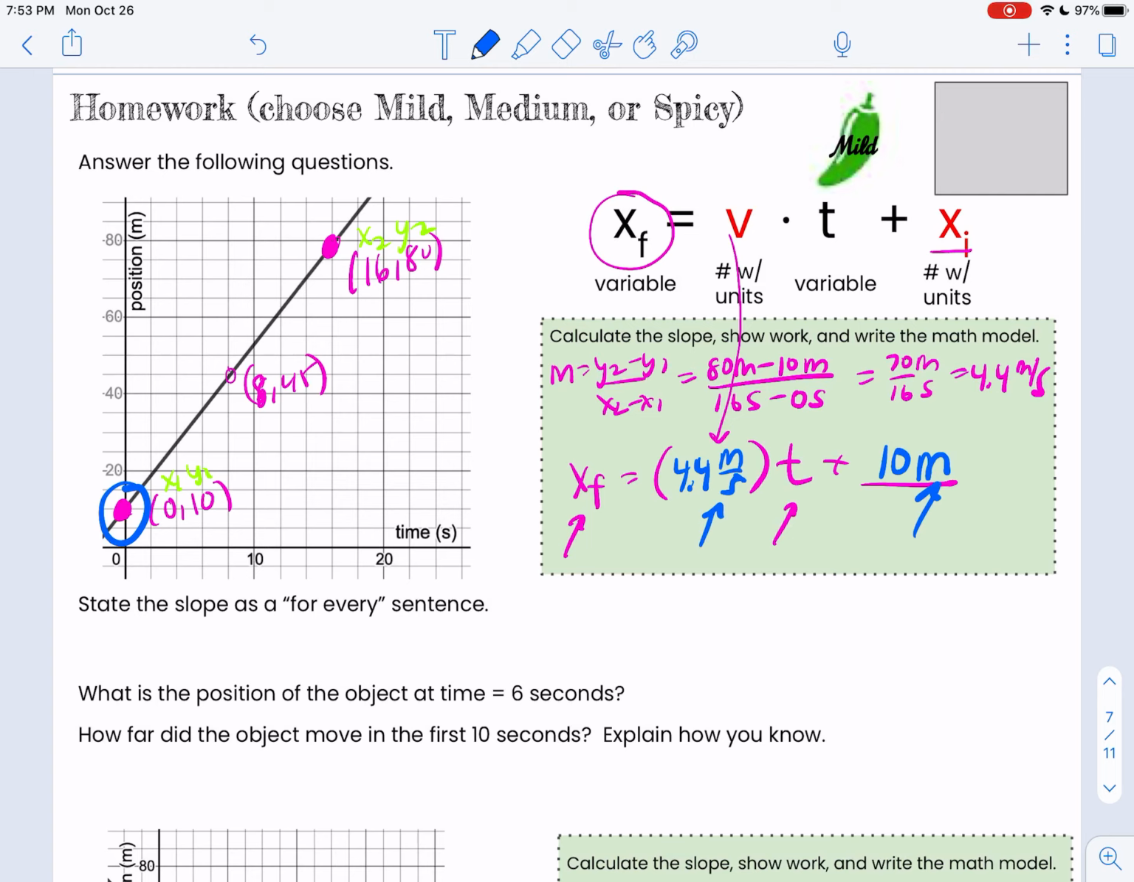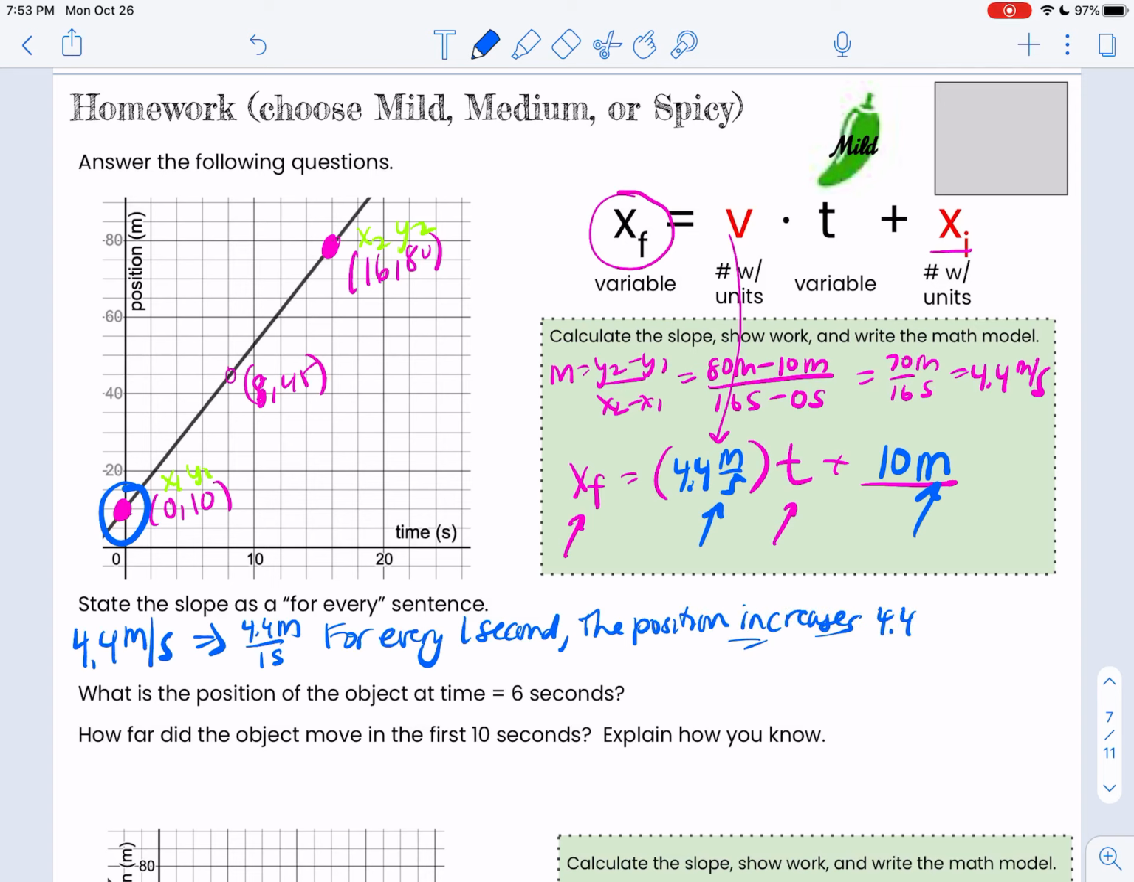All right, so state the slope as a "for every" sentence. So if I have this as my speed or my velocity, that is the same as 4.4 meters in 1 second. So I would say for every 1 second, the position increases, because it's going up, I mean, it's going in a positive direction, 4.4 meters. Don't say 70 and 16. Don't say any of this. Use the actual slope that you have. It should be "for every 1 second" is how it should look at the start.